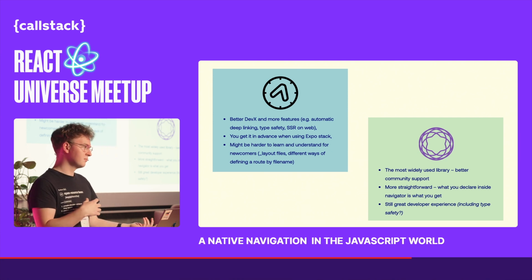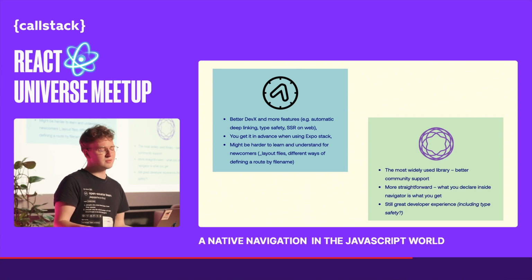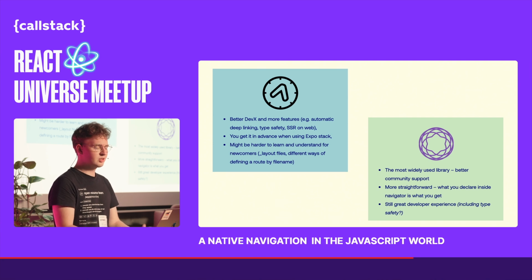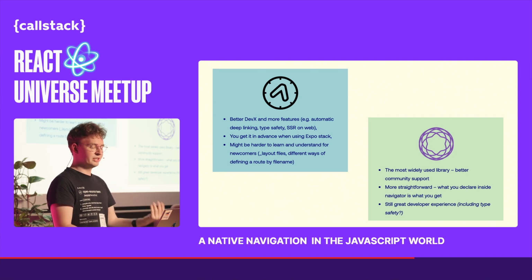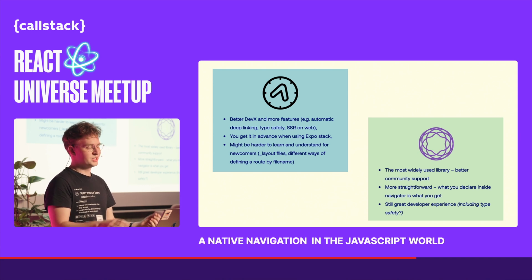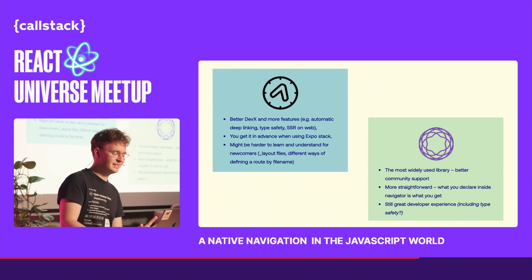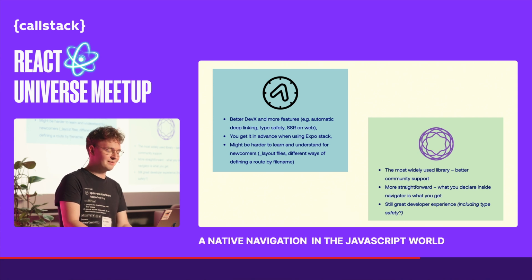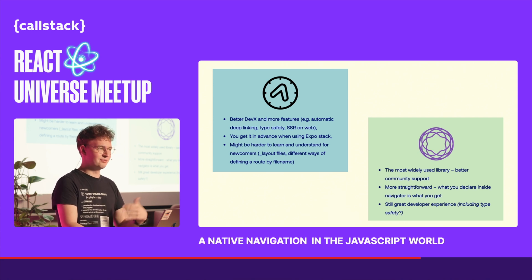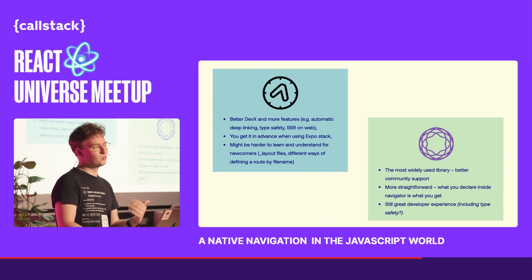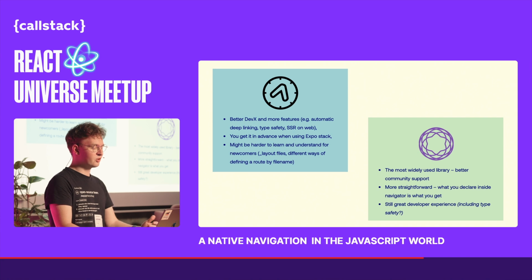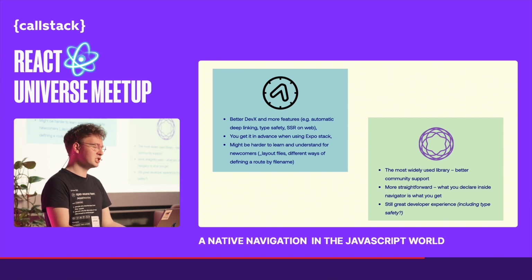On the other hand, React Navigation is still the most commonly used library and has better community support. It's more straightforward since you are getting what you see in the code. Defined screens are just screens with given names, and it still has great developer experience, even with great type safety. Yeah, we will come back to that later. In my opinion, Expo Router is a really neat library that's for sure worth trying, and I would love to use it in my new projects. But for me, React Navigation is still just fine.